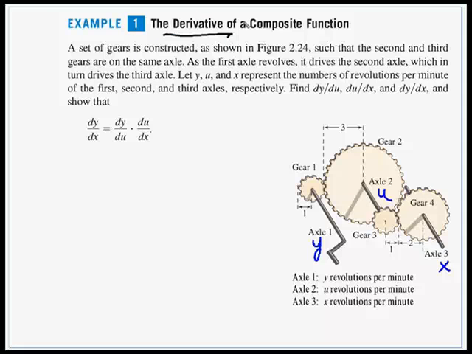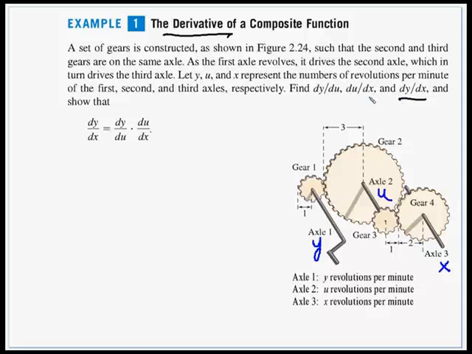So, finding the derivative of a composite function. A set of gears is constructed as shown in the figure, such that the second and third gears are on the same axle. As the first axle revolves, it drives the second axle, which in turn drives the third. Let y, u, and x represent the numbers of revolutions per minute of these axles, the first, second, and third respectively. So they want us to find dy/du, the derivative of y with respect to u, du/dx, the derivative of u with respect to x, and dy/dx, the derivative of y with respect to x.